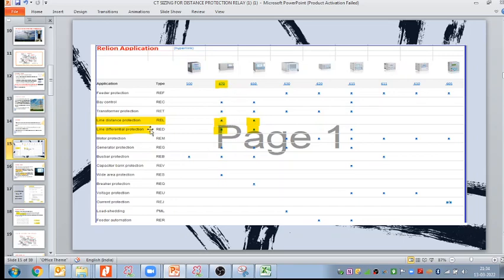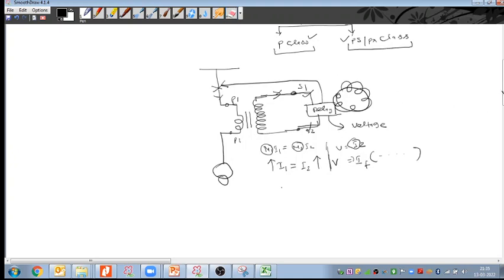When it comes to line differential protection, we take RED. D stands for differential. So RED670, RED650, and RED615, these three relay models are available. Mostly we take RED670 because it is more famous, and I think it has both the differential and distance functions. You can see many applications: motor, generator, busbar, capacitor, breaker, voltage, and you can select these relay models accordingly. Now let me draw one network also.